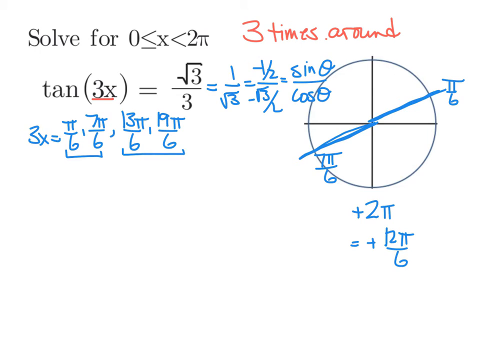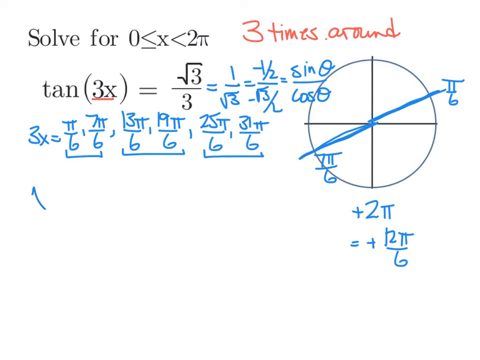That's our second time around the circle. For the third time around the circle, we add 12 pi over 6 again and get 25 pi over 6 and 31 pi over 6. So there's our 3 trips around the circle.